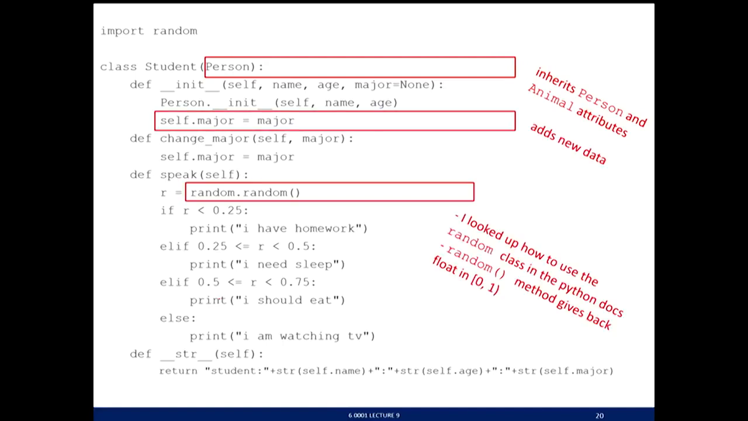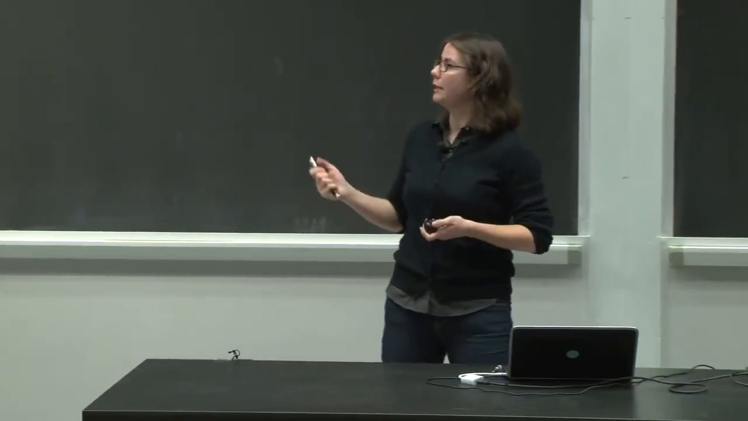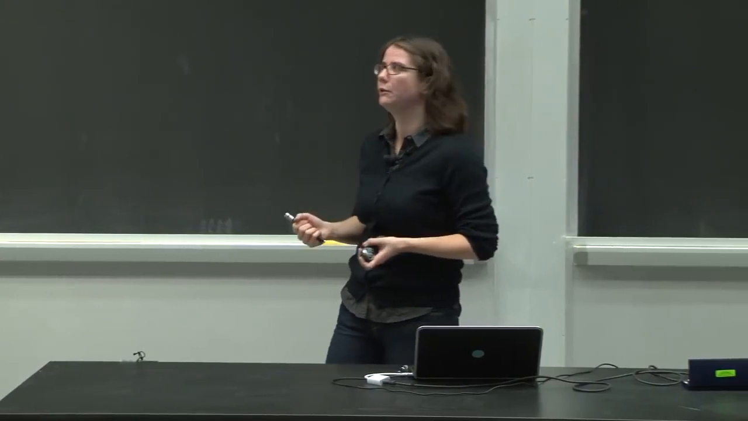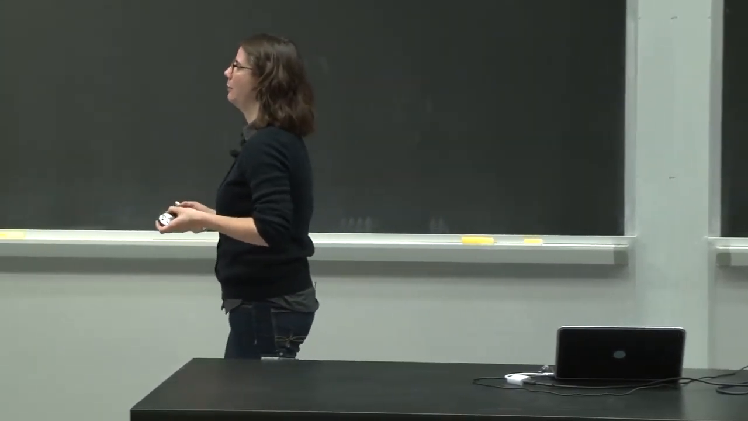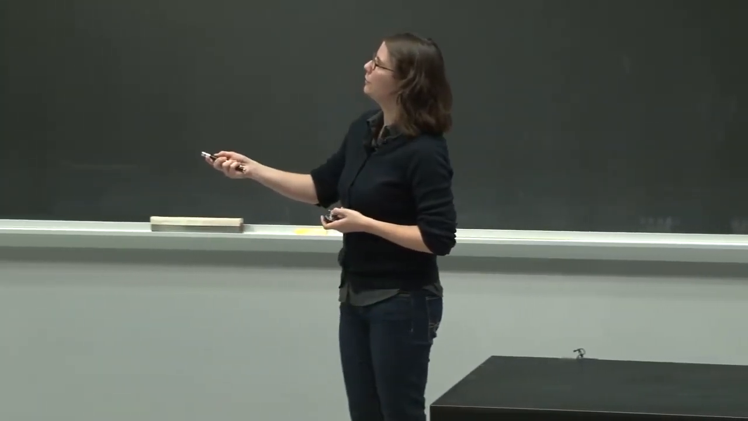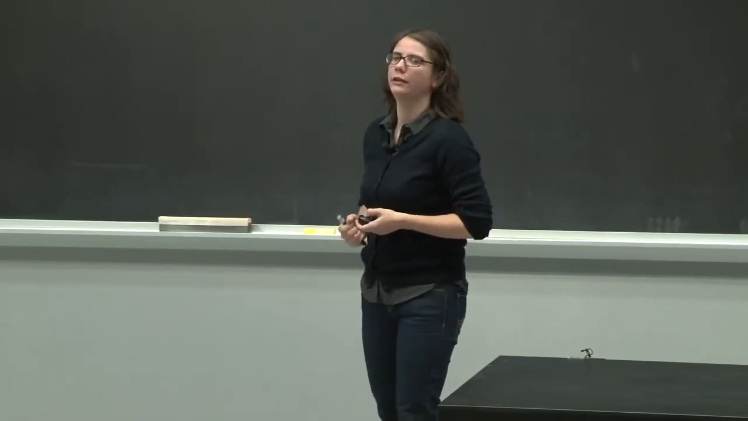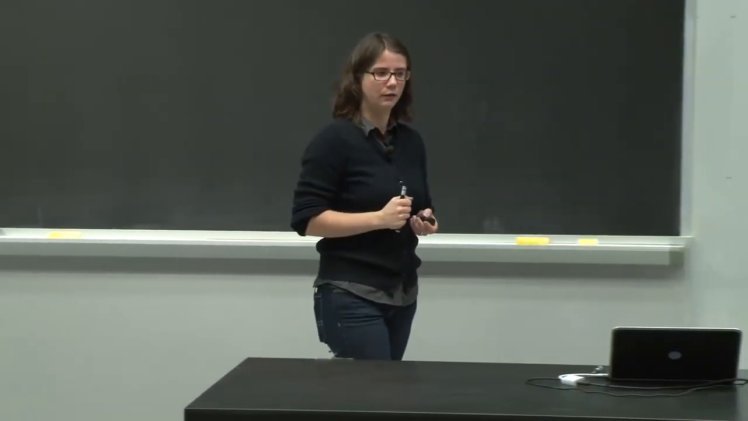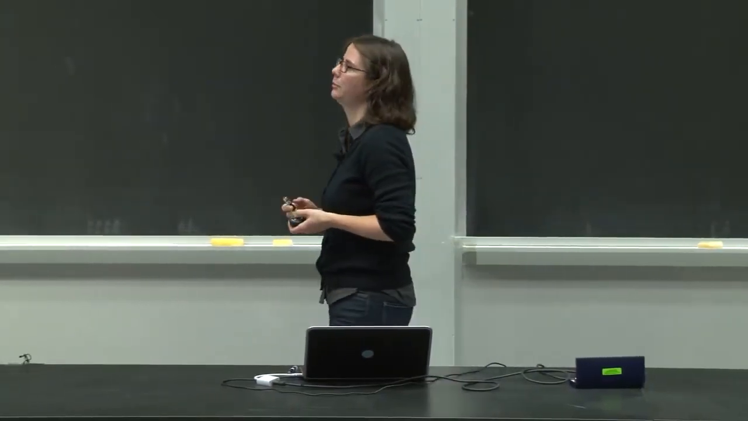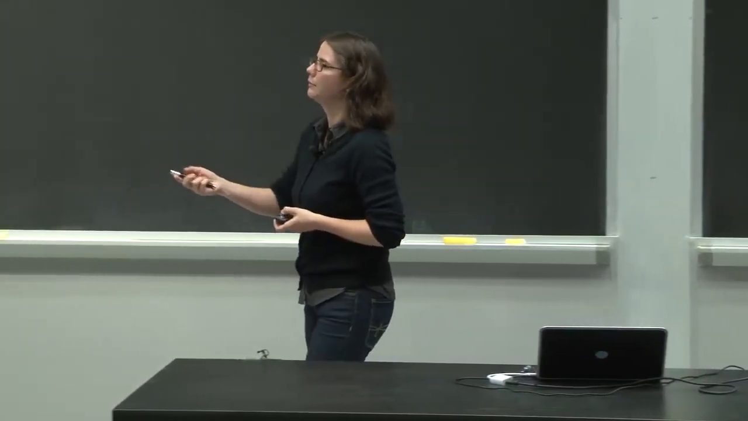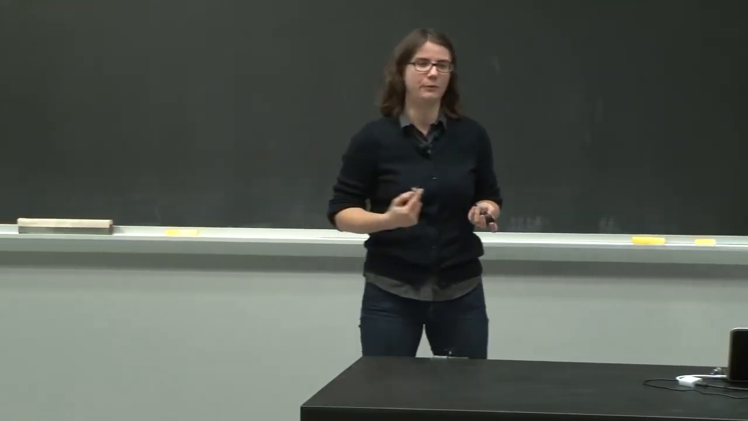And then I'm going to override the speak method. So the speak method for the person, recall, just said hello. A student is going to be a little bit more complex. I'm going to use the fact that someone created this random class. Okay? So this is where we can write more interesting code by reusing code that other people have written. So someone wrote a random class that can do cool things with random numbers.